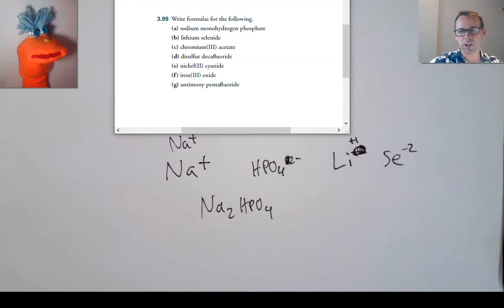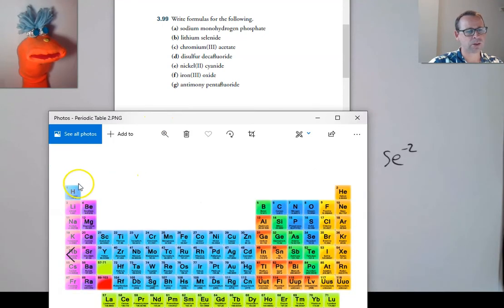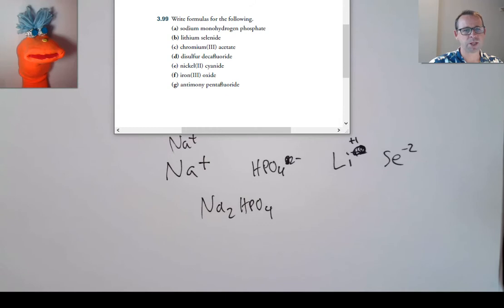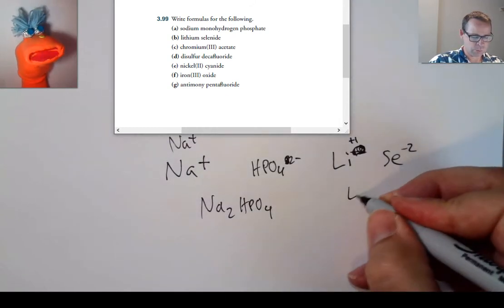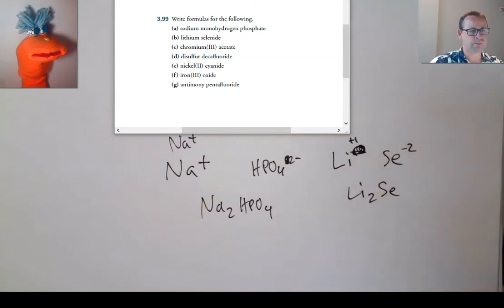6th? Well, if you think about this set here and this set over here as our representative elements, we say 1, 2, 3, 4, 5, 6, 7, 8 columns. That's how we number the columns of our representative elements. Okay. So what's the ratio? 2 lithiums for every selenide. Very good.